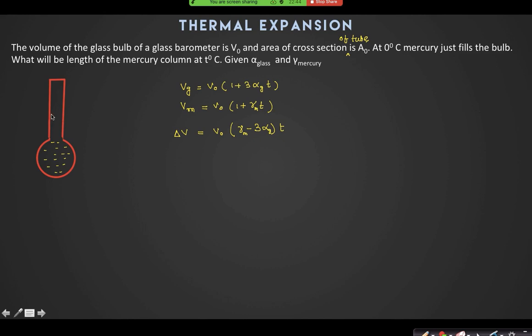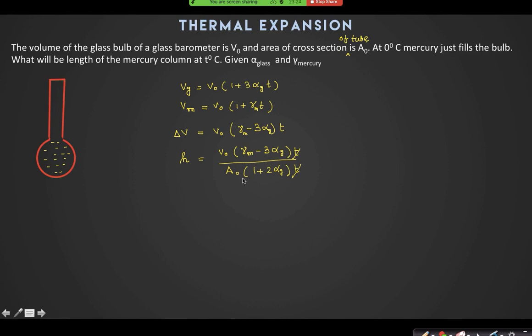Now this extra volume will only rise inside the tube, but the area is A0. Area will also change. Yes, I forgot that. So we divide by the area, which is A0 into 1 plus 2 alpha glass into T. Yes or no? Can you please say the last part of what you did?